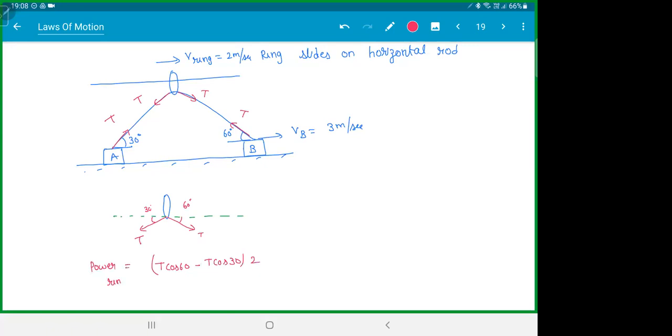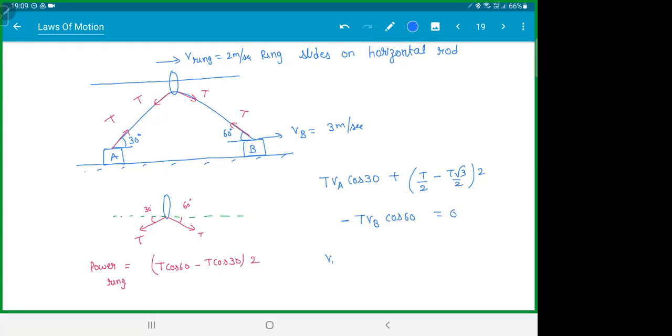I hope people did this. If you have not done this, you definitely got a wrong answer. Now the total power, if you take, that will be T VA cos 30 plus power on the ring will be T cos 60, that is T by 2, minus T root 3 by 2 into 2, plus tension minus VB, that will be cos 120. I'll just put it as a minus sign because it is backward, is equal to 0.